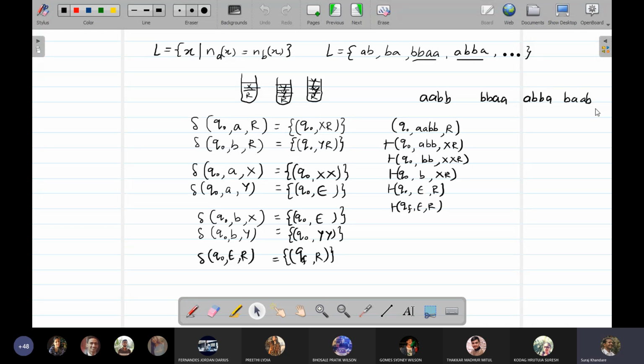So pushdown automata is not very complicated and it is likely that you'll make fewer mistakes here, so practice it more.